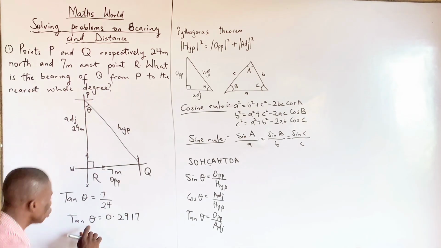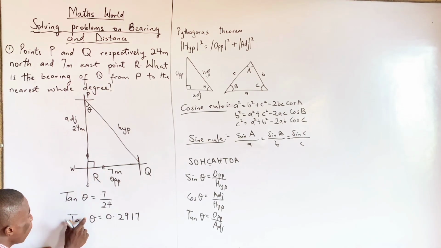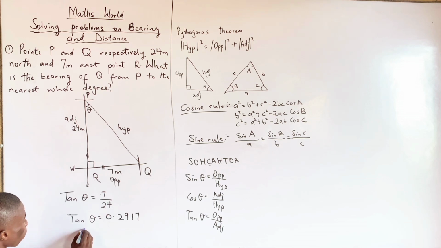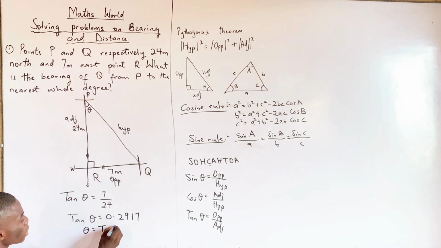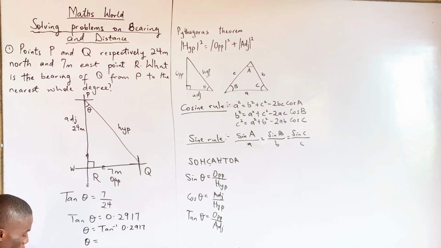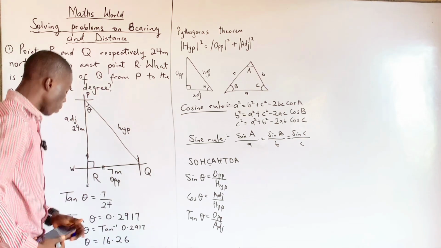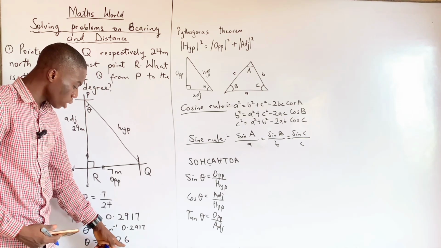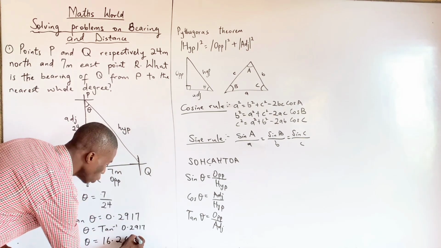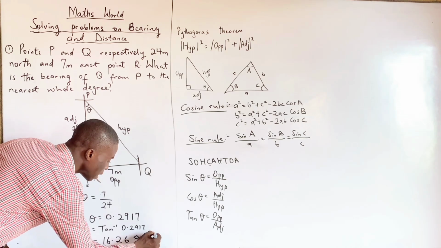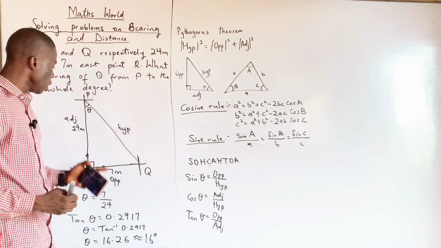After that, we are looking for theta, not tan theta. We will now bring this one to the other side, and you know that when you bring this one, it will become the inverse of this guy. So theta equals tan inverse of 0.2917. If you press that in the calculator, let's see what we get. 16.26. Okay, I'll just approximate it to 16.26. But if they tell you to the nearest degree, you just approximate it to 16 degrees. So that is the degree that is here.